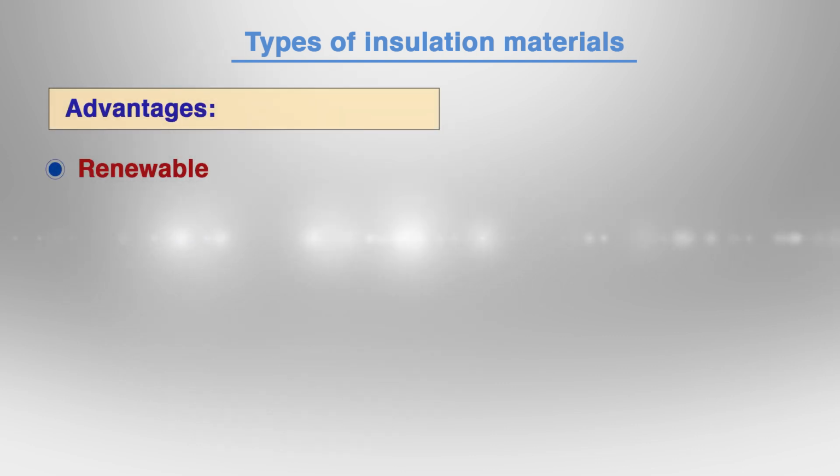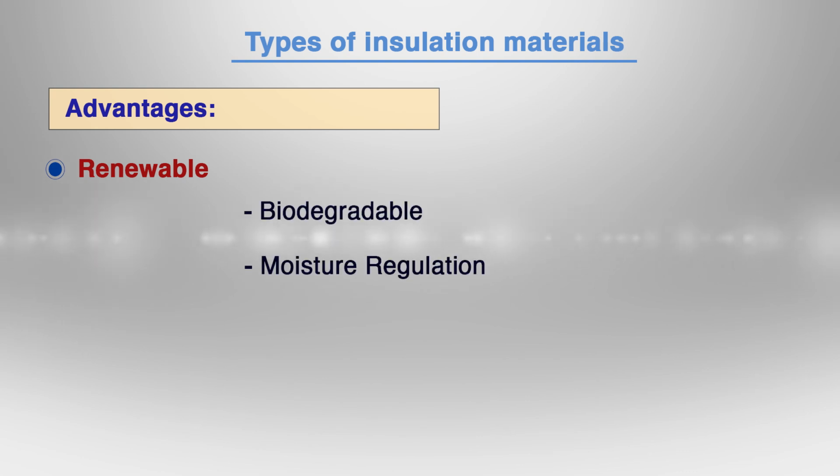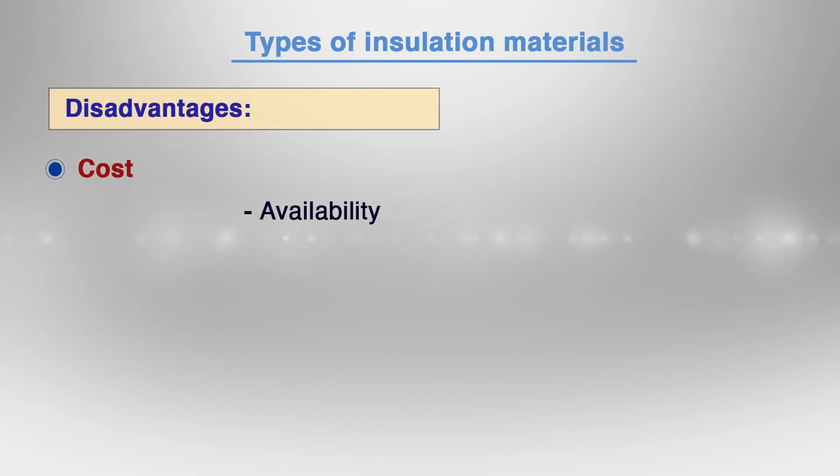Advantages: renewable, sourced from sheep which regrow their fleece annually. Biodegradable, does no harm to the environment when disposed of. Moisture regulation: it can absorb and release moisture without losing its insulating properties. Wool has some disadvantages, like cost: it is more expensive than synthetic insulation materials.